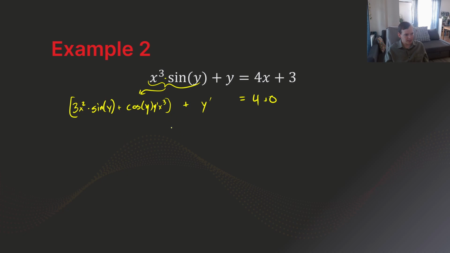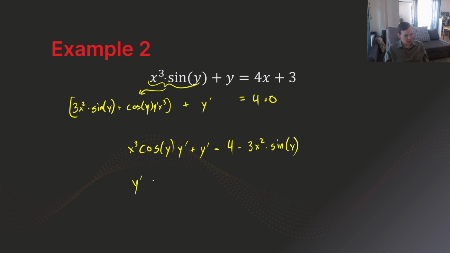Now, I'm going to isolate y prime by leaving everything that has a y prime on the left side. Put the x cubed out front just so it's easier to work with. x cubed cosine of y, y prime plus y prime is equal to 4 minus 3x squared times sine of y.